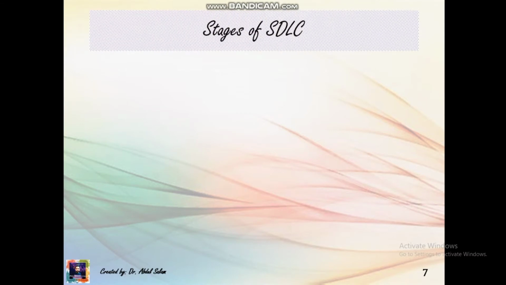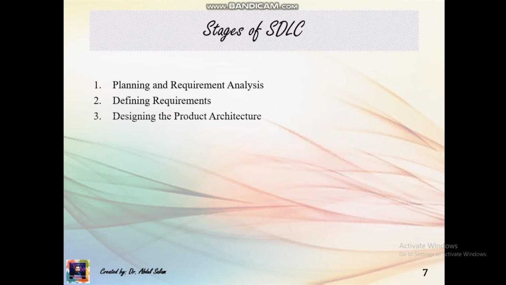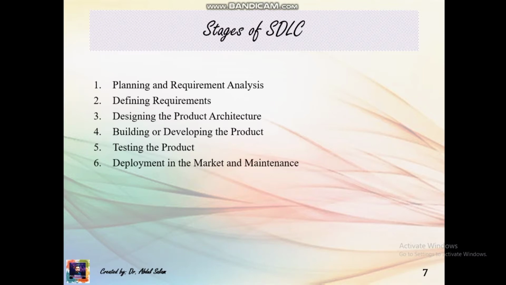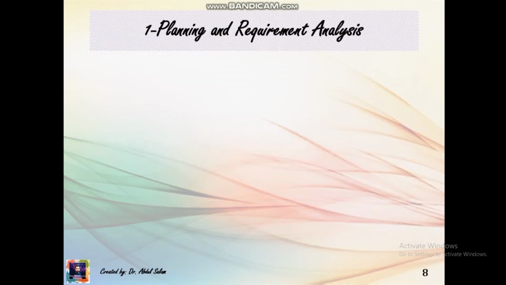Next we have stages of software development life cycle. The first stage is planning and requirement analysis. The second one is defining requirements. The third one is designing the product architecture. The fourth one is building or developing the product. The fifth one is testing the product. The sixth one is deployment in the market and maintenance. The first one we will discuss in detail in this slide.